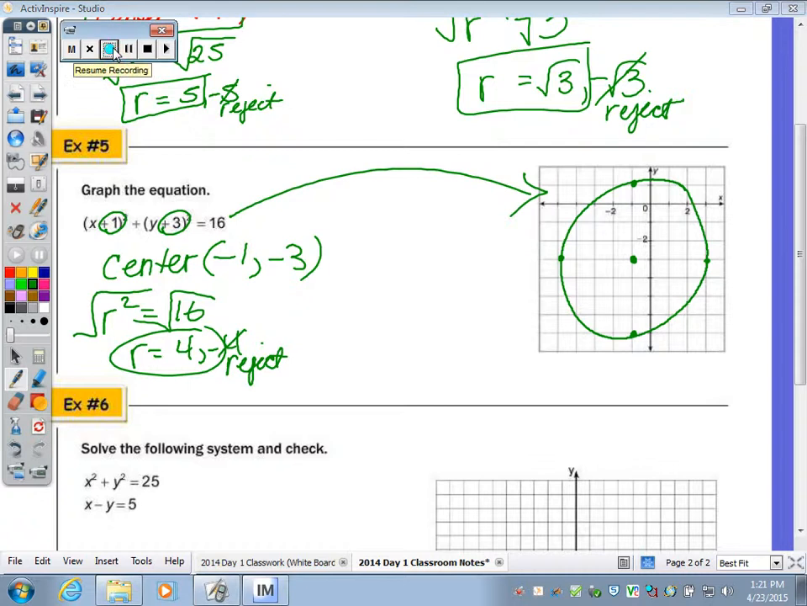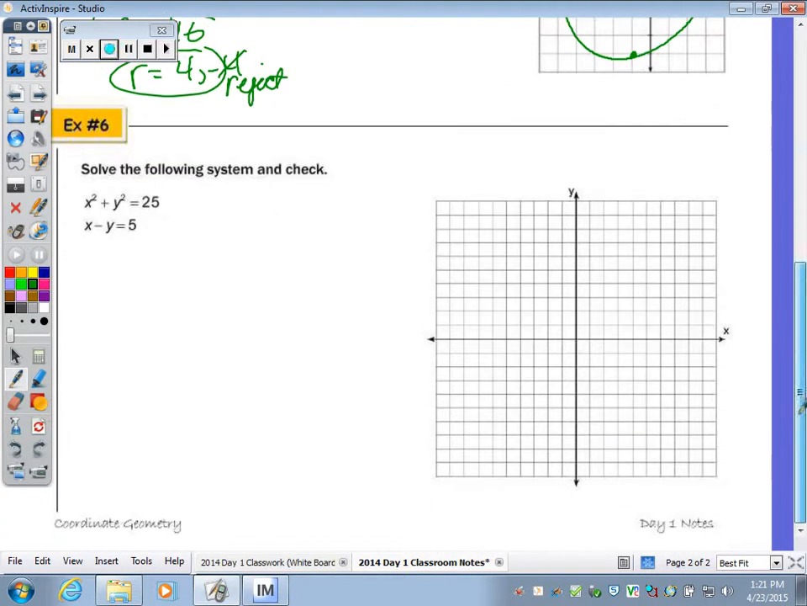All right, to finish in number 6, we're going to solve the following system. Again, when you're solving, you're looking for the point or points of intersection. And we're going to check. Again, because this equation is x squared plus y squared, the center is at the origin.